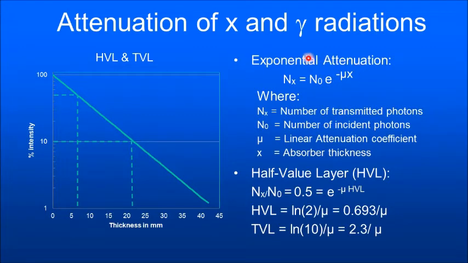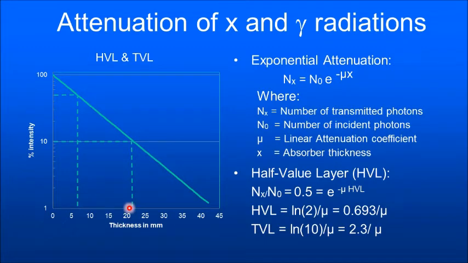The equation for attenuation is N x equals N0 e power minus mu x, where mu is the attenuation coefficient and x is the thickness. The half value layer is given by the equation 0.693 by mu, and the tenth value layer, which reduces the intensity of radiation to 1/10 of the original value, is given by 2.3 by mu. If you look at this graph, the half value layer is, for example, in this case, 6 millimeter. And the tenth value layer is about 20 or 21 millimeter.